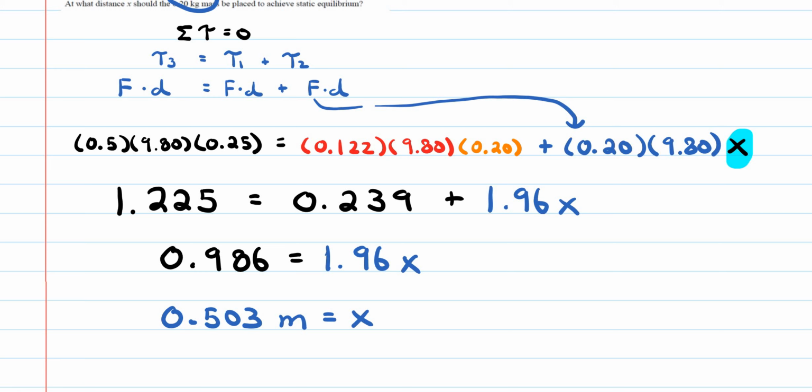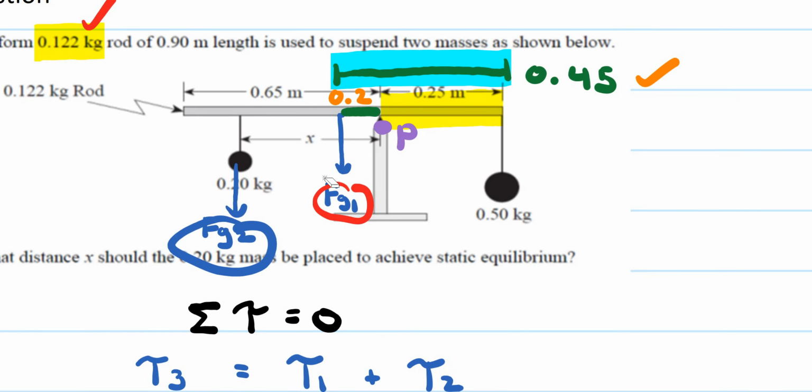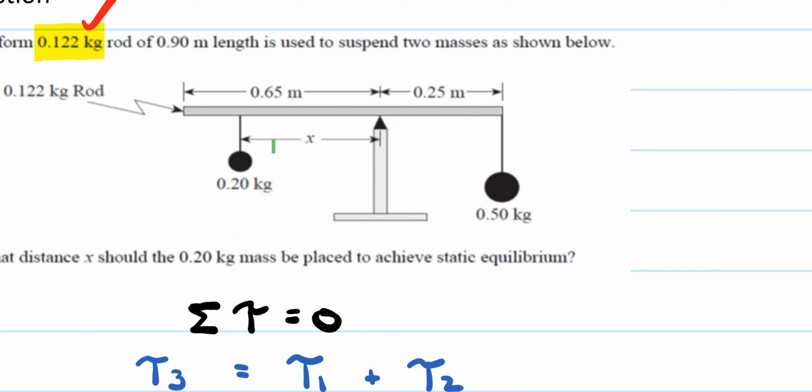And the final answer that I've calculated is 0.503 meters. All right, so that's the distance x that we've calculated for this particular problem. And just to finish off, let me go back to our diagram here. So I always need to erase some of the colors here. And this distance right here in green has the value of 0.503 meters.